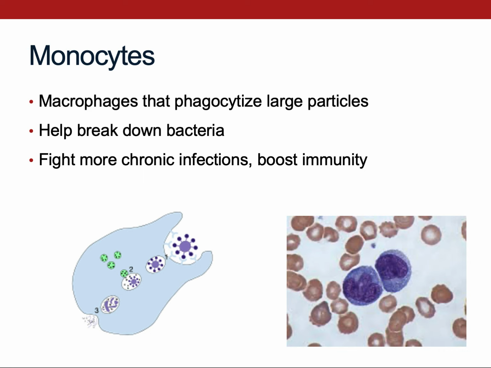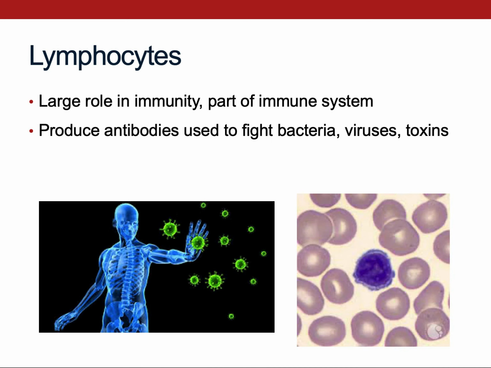Next, we have monocytes. Monocytes are really big. They help break down or eat large particles. They help with bacteria, and you're going to see monocyte levels elevated when you have more chronic infections. So these are long-term infections. They also play a role in boosting immunity. However, when we talk about immunity and the immune system, we're mostly talking about lymphocytes. Lymphocytes play a huge role in immunity, and they're a big part of our immune system.